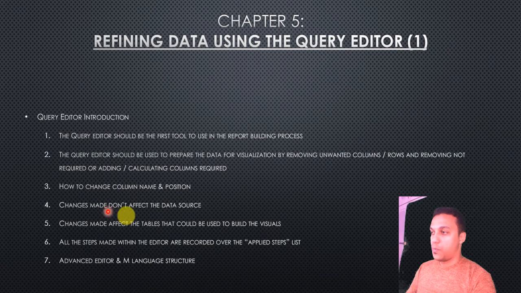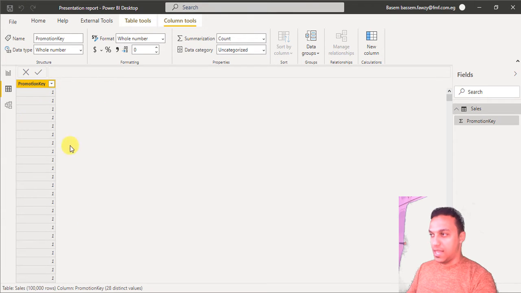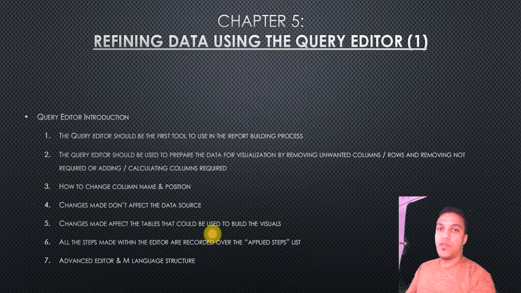Okay, so we covered this point already, saying that the changes made do not affect the data source, and by now I guess you have understood already that the changes affect the table shown in the data view within Power BI. So only the table that is shown over here is affected by the transformations we make. Another important point regarding the Query Editor is that the changes we made are all recorded within a list that's called the applied steps list.